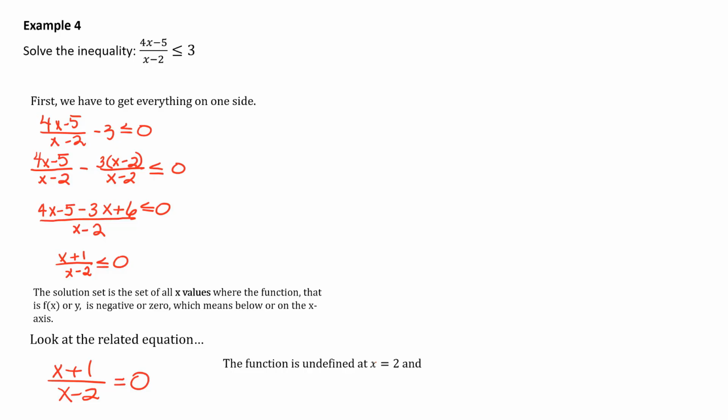The function is undefined at x = 2, so that's where the asymptote is, and it has a 0 at negative 1. That is, it has an x-intercept at negative 1. So it crosses the x-axis at negative 1, and it will change from positive to negative or from negative to positive at that point. So those are two important spots. Everything else we will just look at in terms of these three intervals.